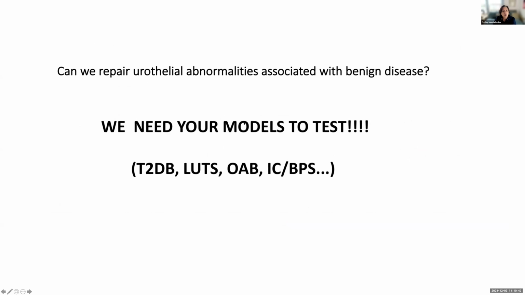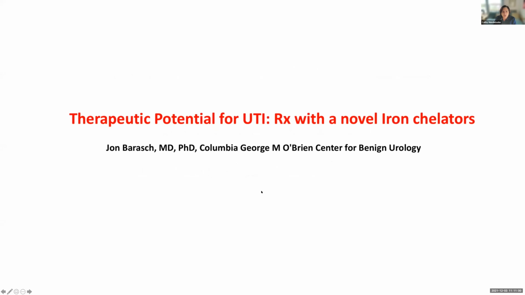So as I said, what we want to do is try to repair urothelial abnormalities associated with benign disease. So we need models, and that's one of the things that I'm hoping that people will get back to me and tell me about your models, and we'll see. I'm not so sure about interstitial cystitis because it looks like it's very different, but perhaps diabetes, LUTS, overactive bladder might be good models. So now we're going to switch to Jonathan Barrage.